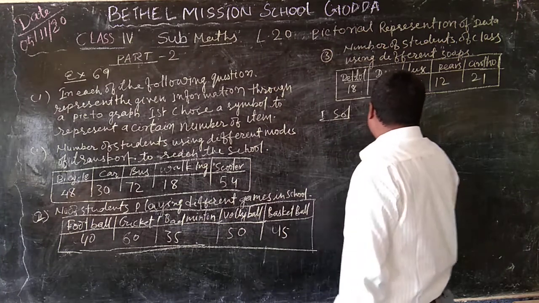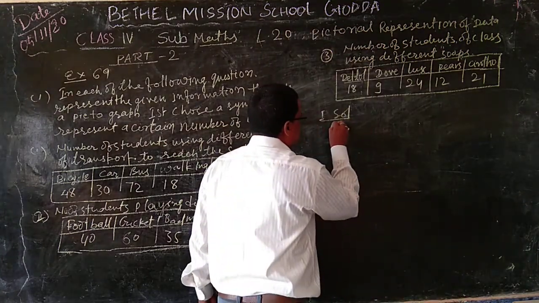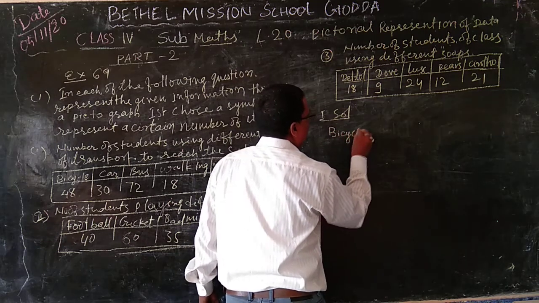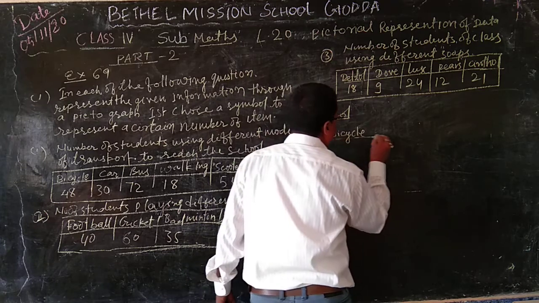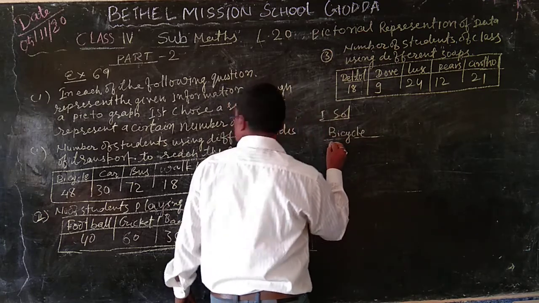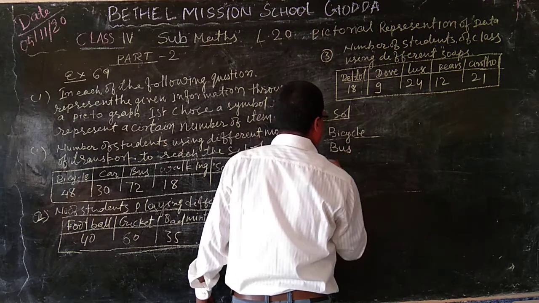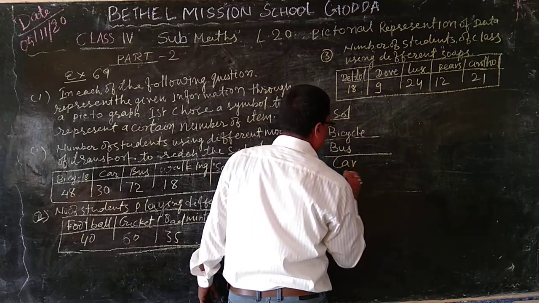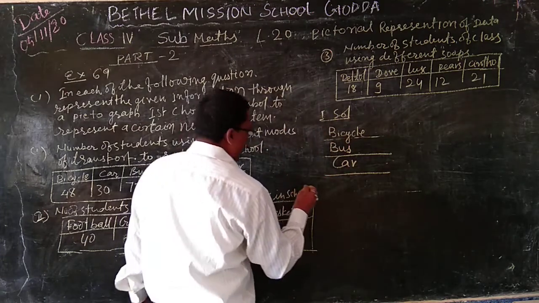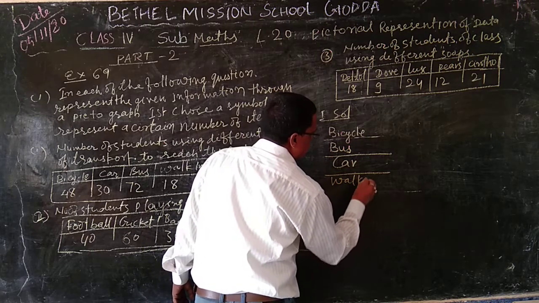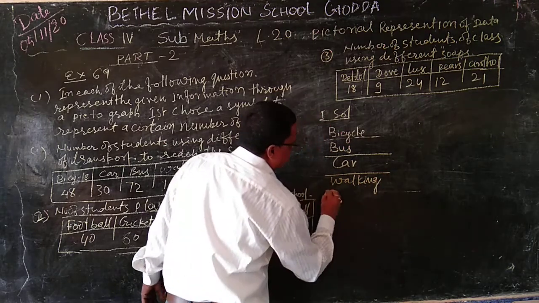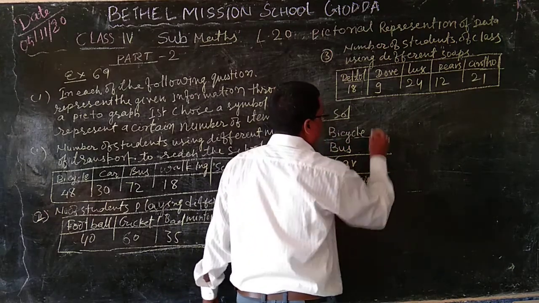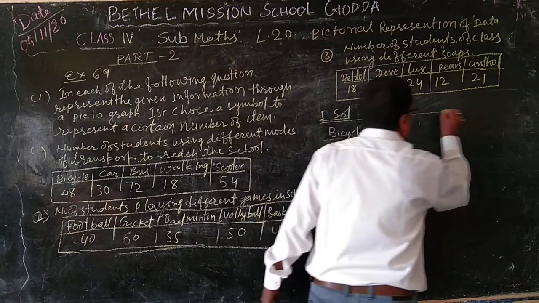So first write the names: bicycle. Next, bus. Next, car. Next, walking. And last is scooter. Clear? Like this.